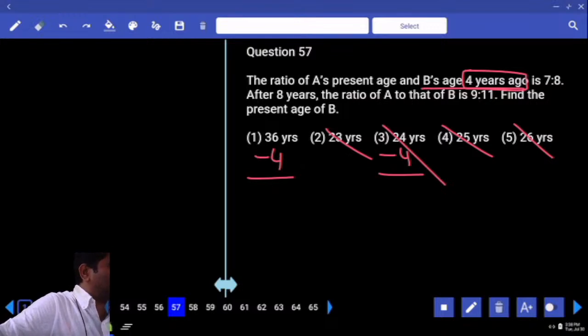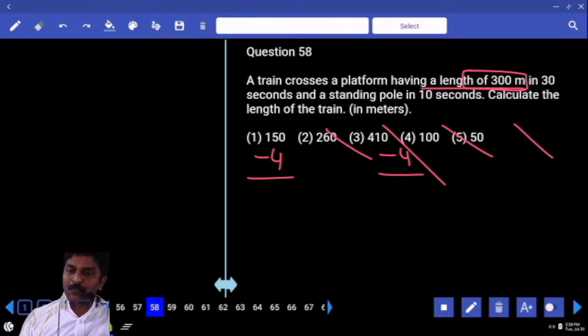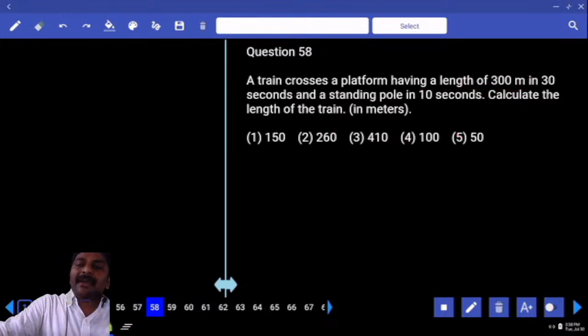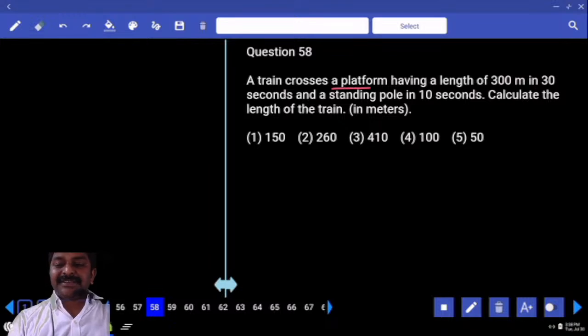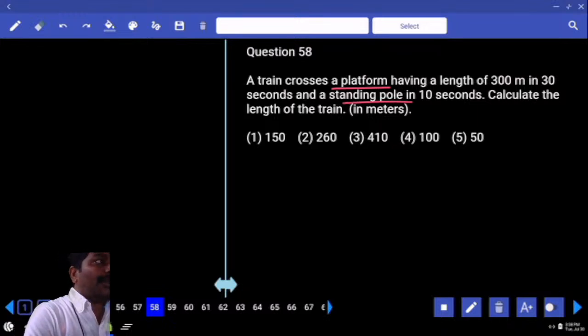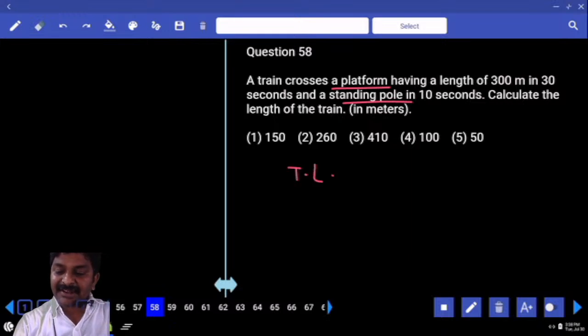A train crosses a platform having a length of 300 meters in 30 seconds and a standing pole in 10 seconds. Calculate the length of the train. First case, it crosses a platform, then distance covered is train length plus platform length. Second case, it crosses a pole, then distance covered in that case is only train length.